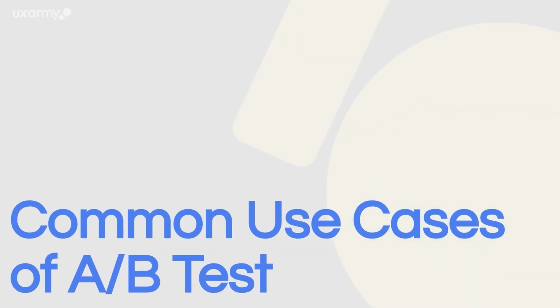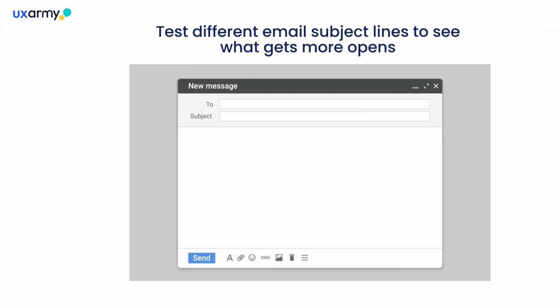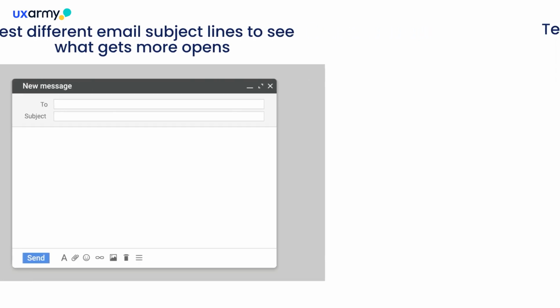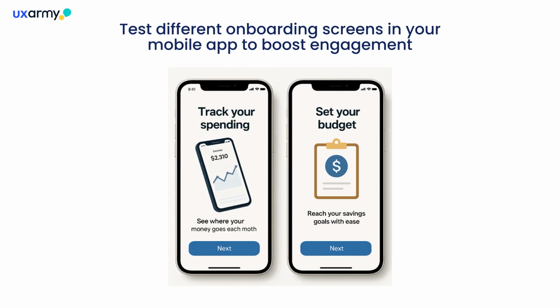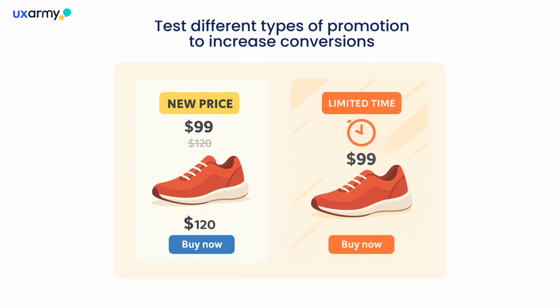Still wondering where A/B testing fits into your work? Here are some real-world ideas to get you started. Try it when you're testing a new website layout or making changes to your product pages or checkout flow. Run a test on email subject lines to see what grabs attention. Or compare different onboarding screens in your mobile app, thinking of a new price point or a limited-time promo. A/B testing can help you see what actually drives conversions.